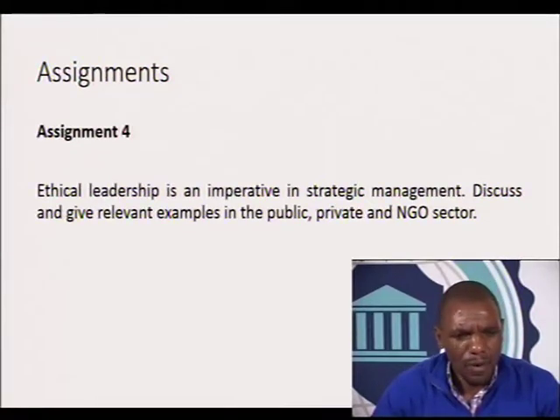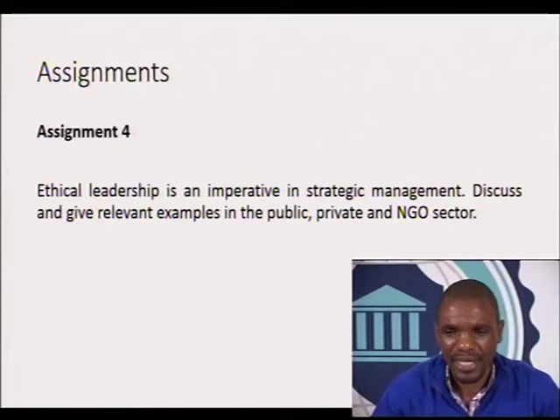Now, assignment 4, ethical leadership is an imperative in strategic management. Discuss and give relevant examples in the public, private, and NGO sector. So there's never been a time where ethical leadership is being called upon. And most of the time we just expect government to behave ethically, but you realize that ethical leadership is a core cross-cutting element which must feature strongly in the public, in the private, and NGO sector.